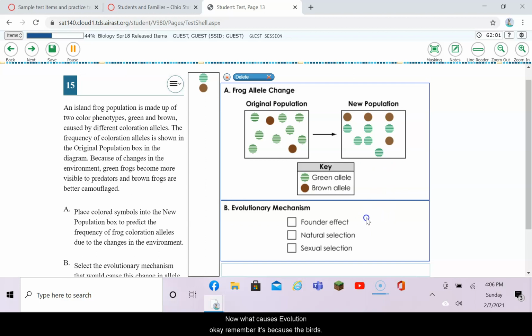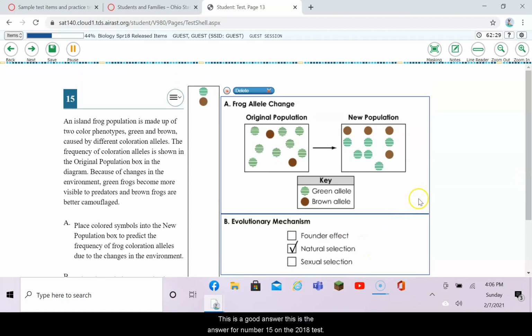Remember, it's because the birds were eating the green-colored frogs. So is it founder effect, natural selection, or sexual selection? It is natural selection. Remember, the founder effect is where some group goes and leaves the other group, and sexual selection is what you prefer sexually. So this is a good answer. This is the answer for number 15 on the 2018 test.